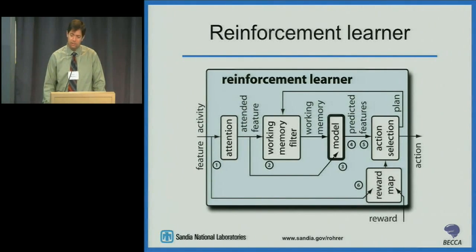Using that model, you can look at your current working memory and make predictions about what's likely to happen next, conditional on taking various actions. And then based on that, the action selection block looks at likely outcomes, the actions associated with them, and the rewards associated with them, and chooses either a greedy action or an exploratory action as a result, and then sends that out to the world.